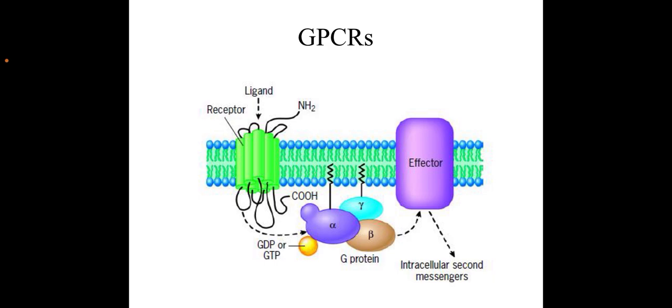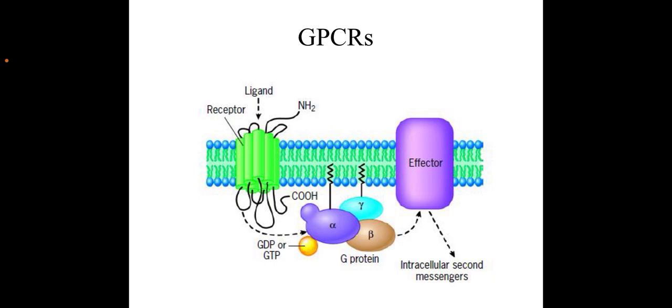These are the 7 transmembrane helices on the left side, shown in green. The ligand binds to the pocket on the outside, at the amino terminus, and the cytoplasmic side faces the carboxyl terminus. And there are 3 proteins: alpha, beta, and gamma. Beta and gamma are associated with each other, and they bind with the alpha protein, and that alpha protein is actually GTP bound, whereas the G proteins other than alpha protein are bound with GDP.